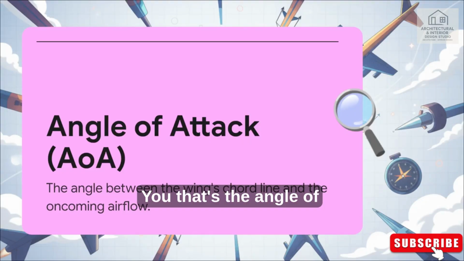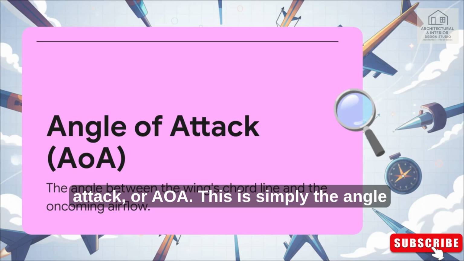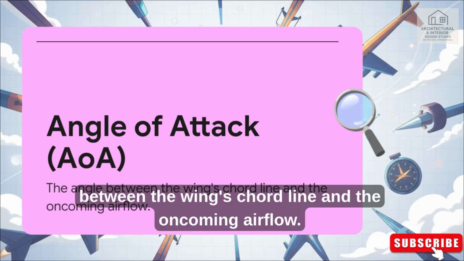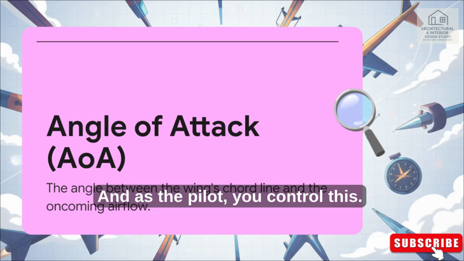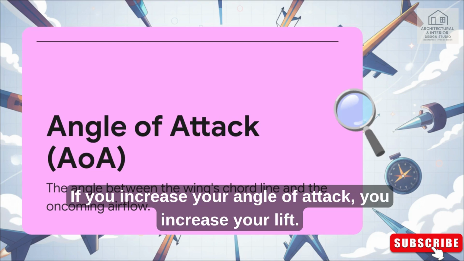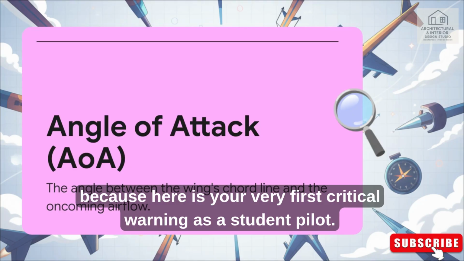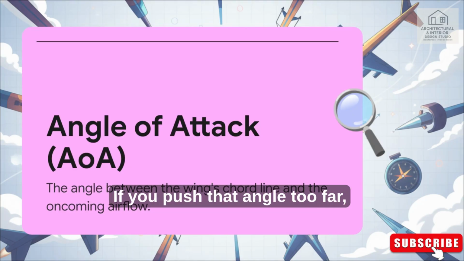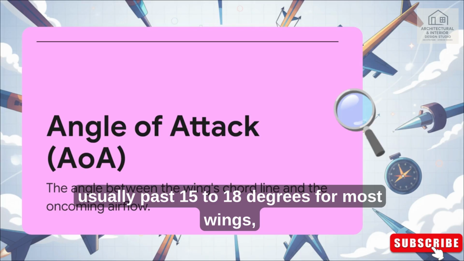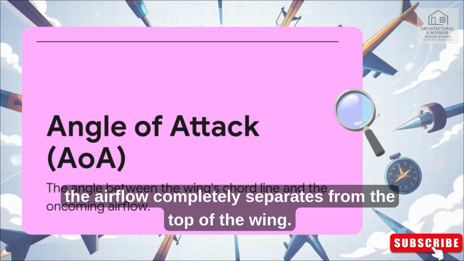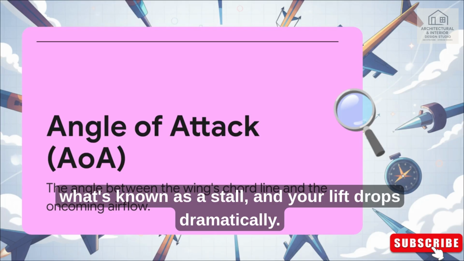Now, a completely crucial concept here is the angle of attack, or AOA. This is simply the angle between the wing's chord line and the oncoming airflow. And, as the pilot, you control this. If you increase your angle of attack, you increase your lift. But listen up, because here is your very first critical warning as a student pilot. If you push that angle too far, usually past 15 to 18 degrees for most wings, the airflow completely separates from the top of the wing. This causes what's known as a stall, and your lift drops dramatically.